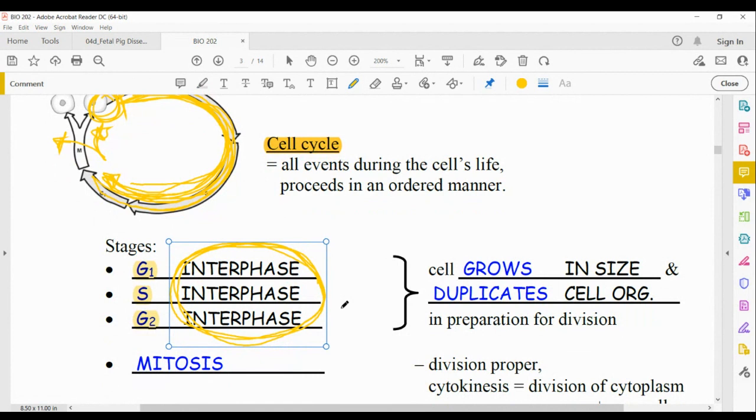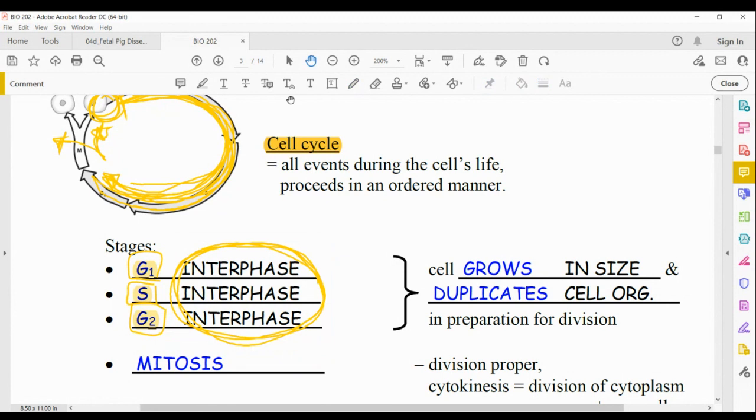But in general, during interphase, the cell grows in size and duplicates the cell organelles, preparing for that cell division. So the G1 part of the interphase is when the cell really grows in size, and the cell organelles increase in number. And this is all kind of preparing for that cell division that will follow. The S interphase stage refers to the stage where the DNA is replicated. So we make two identical copies of the DNA material in that cell. But we're not doing anything more. We're just duplicating the DNA. And G2 interphase, finally, again, is all to do with the cell growing and getting ready to divide.